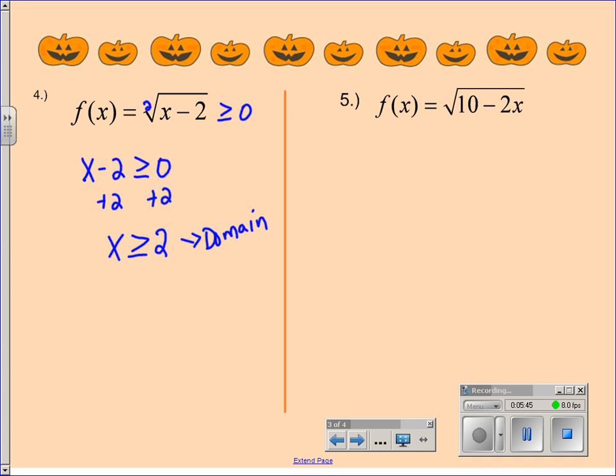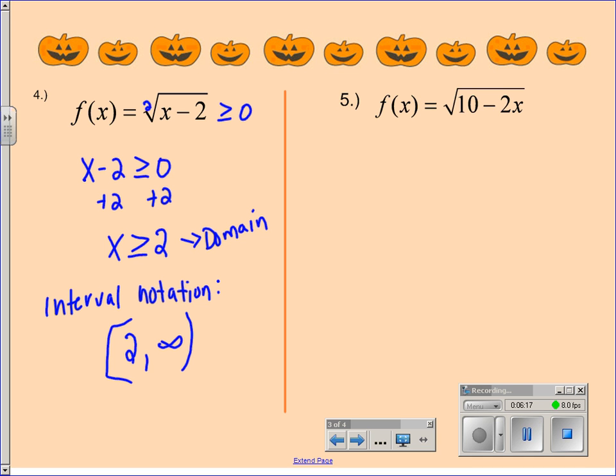Now if we wrote it in interval notation, what is our low? What is the low that it can be? 2. And it can be equal to 2, so it's a bracket. What is the highest that it can go? Right, all the way to infinity. And remember, infinity is soft brackets.